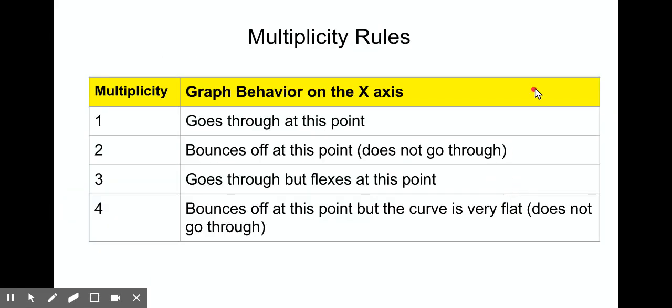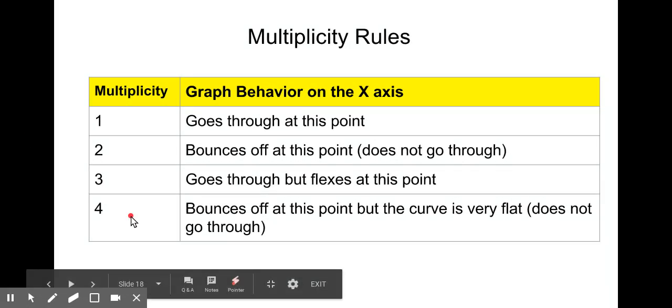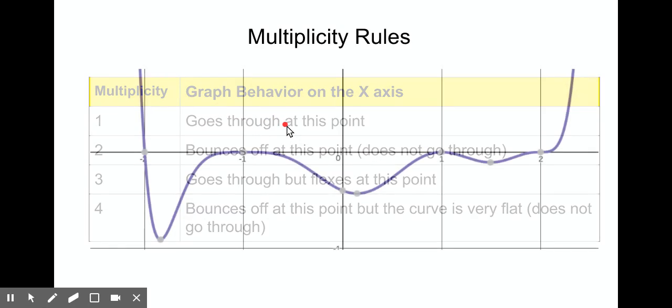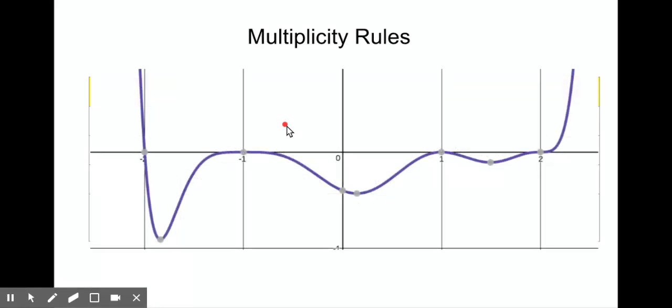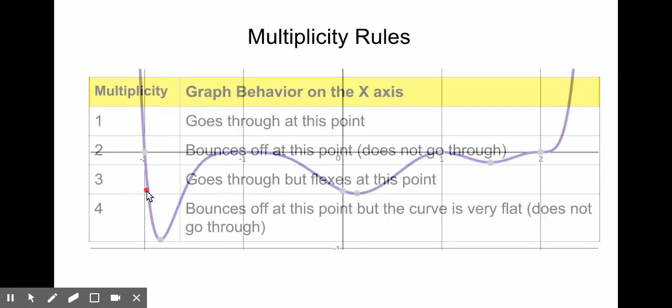Okay, so on your worksheet, you have this table. It's kind of like what I just talked about, the different multiplicities and what they do to your picture. But let me show you some examples now. What does it look like if it just goes through? Multiplicity of 1. That would be this one right here. It just went through, nothing fancy happened, it crossed the x-axis.